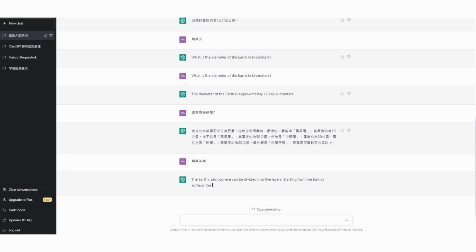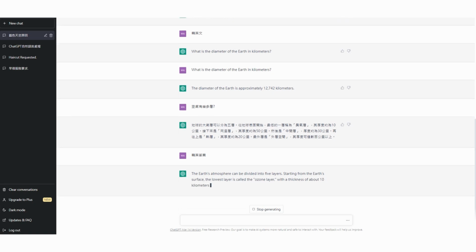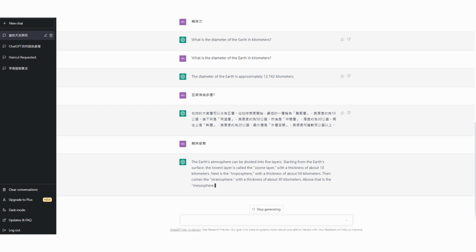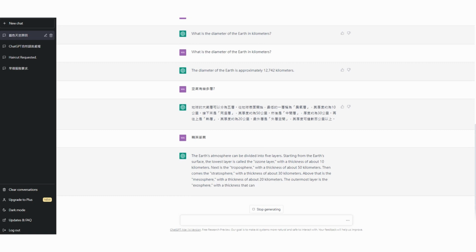Starting from the Earth's surface, the lowest layer is called the ozone layer, with a thickness of about 10 kilometers. Next is the troposphere, with a thickness of about 50 kilometers. Then comes the stratosphere, with a thickness of about 30 kilometers. Above that is the mesosphere, with a thickness of about 20 kilometers. The outermost layer is the exosphere, with a thickness that can reach several hundred kilometers or more.